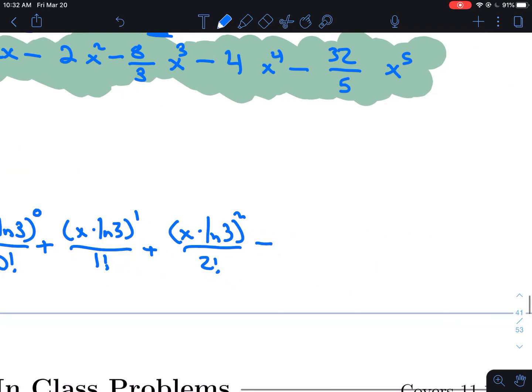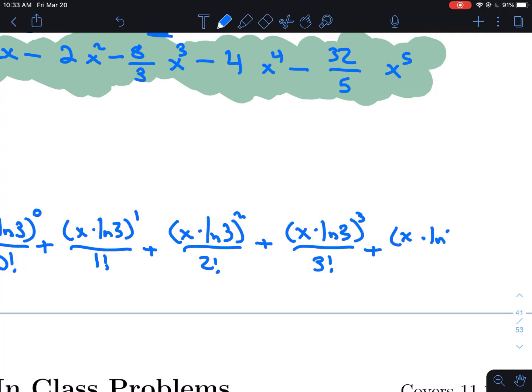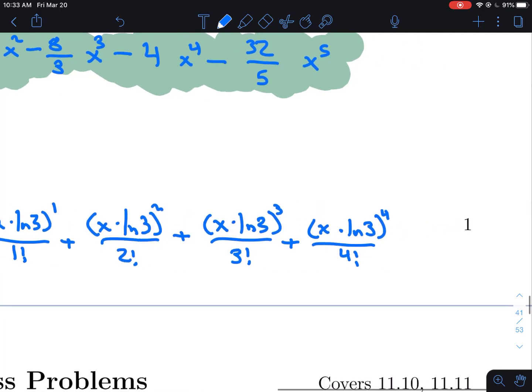And again, remember we want a 5th degree Maclaurin polynomial. So we're going to keep on going until we have an x to the 5th power. So this is going to have an x to the 4th power. And then finally, we're going to have an x to the 5th power.